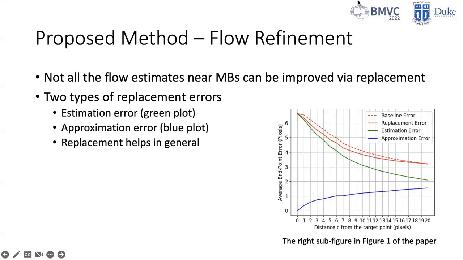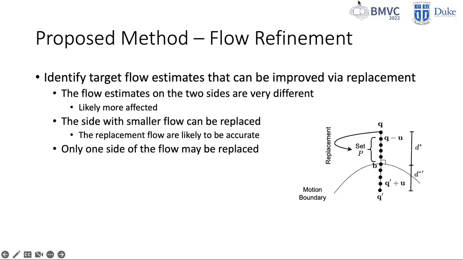It comes from the fact that motion measured at one pixel replaces motion measured elsewhere. This error decreases as the replacement motion is taken closer to the replacement candidate, which is shown by the blue plot in the figure. In general, the replacement makes improvements where the solid red plot is below the dashed red plot over a large range of distances. We observe that the difference in the flow values on the two sides of the motion boundary is a useful indicator of which points can benefit from replacement.